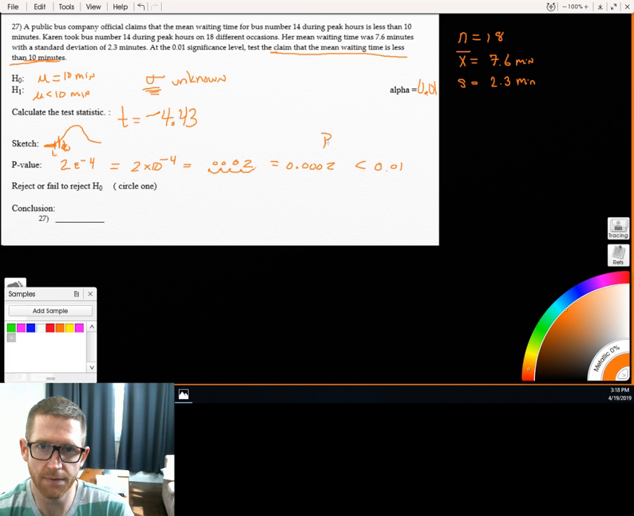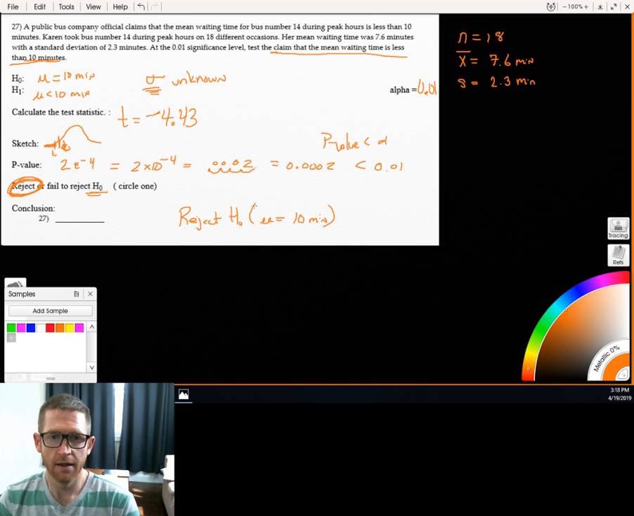So the p-value is smaller than alpha. If the p-value is smaller than alpha, we are going to reject the null hypothesis. So we reject the null hypothesis, which says that the mean wait time is equal to 10 minutes. That's what we're rejecting. If we're rejecting that, we are saying a big yes to the claim.